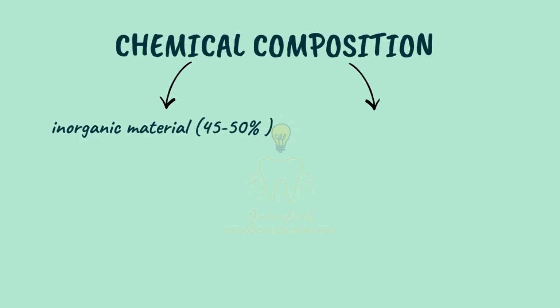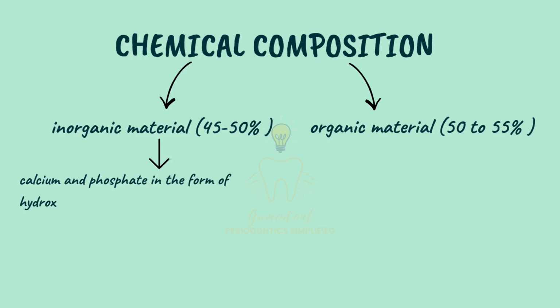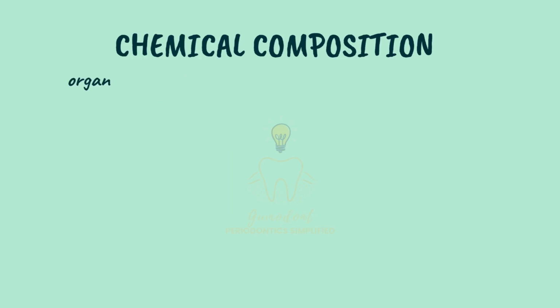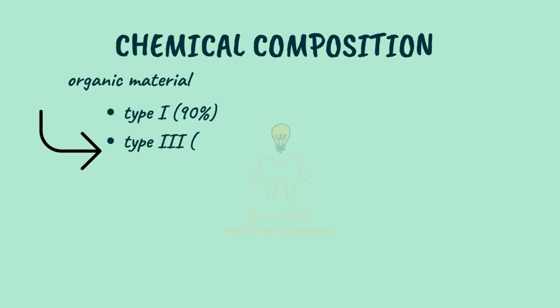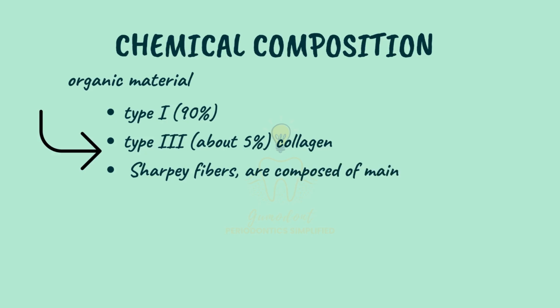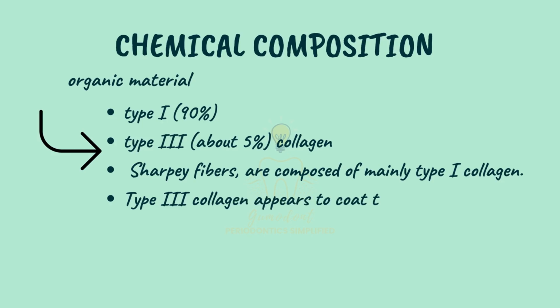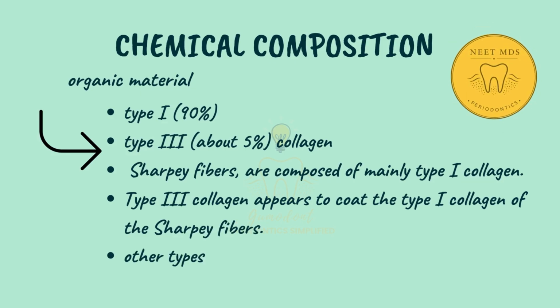Coming to its composition, chemically, cementum contains 45 to 50% of inorganic material, that is less than that of enamel and dentin, and 50 to 55% of organic material and water. The inorganic portion consists mainly of calcium and phosphate in the form of hydroxyapatite. The major portion of the organic matrix of cementum is composed of type 1, that is 90%, and type 3, about 5% of collagen. Sharpey's fibers are composed of mainly type 1 collagen. Type 3 collagen appears to coat the type 1 collagen of the Sharpey's fibers. The other types of collagen seen are type 5, 6, and 12.